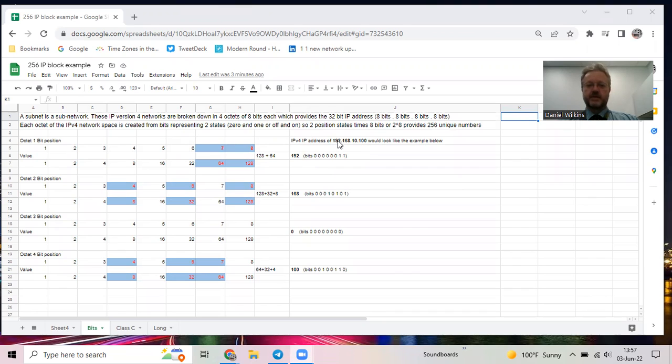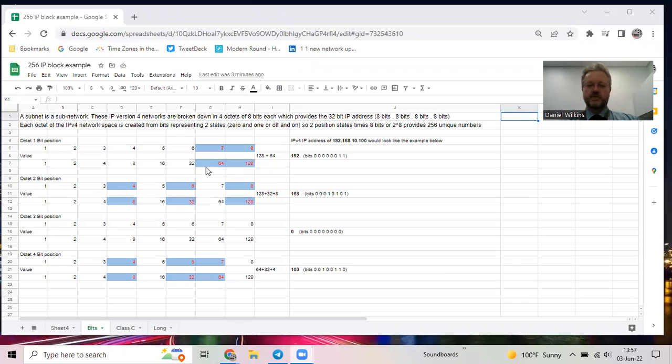Each of those dots represents 8 bits of information. Now there are 8 bits per octet, and each of those bits has a value assigned to it. So bit number 1 has a value of 1, then 2, 4, 8, and so on, all the way up to bit 8, which is 128.